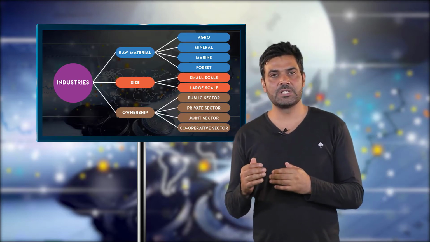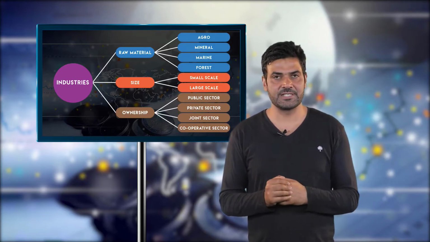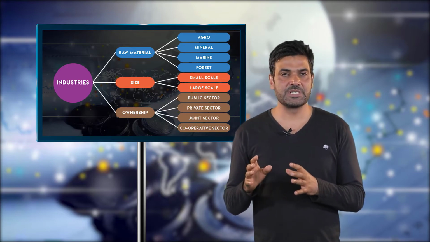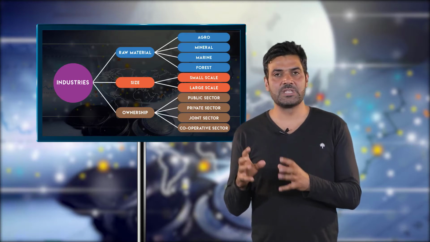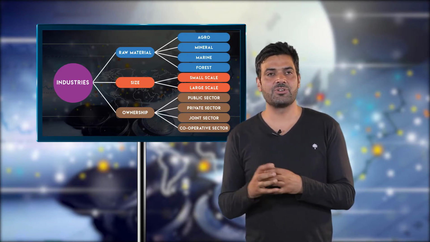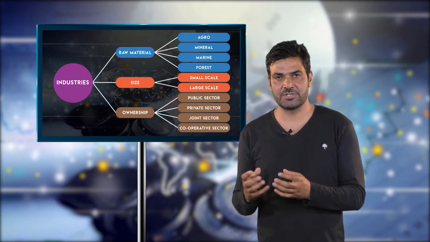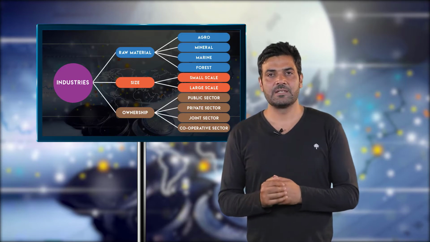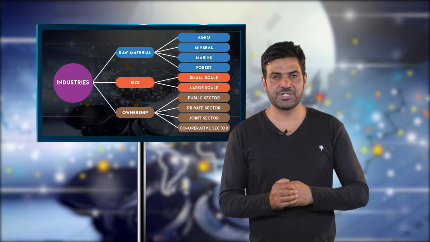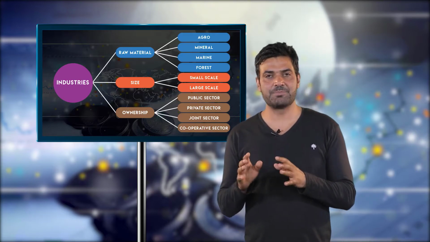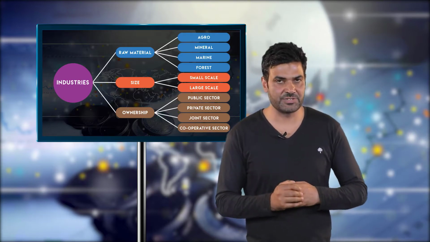So we'll start with defining the term industry itself. Industry refers to the economic activity that deals with the production of goods, like the iron and steel industry, the extraction of minerals, like the coal mining industry that deals with extraction of coal, or the provision of services, like the tourism industry or education. So coming to the main topic of this chapter, which is classification of industries.